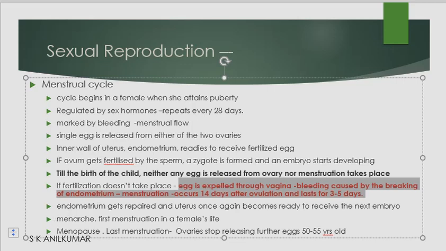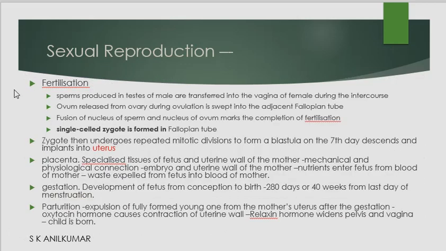Menarche is the first menstruation, menopause is the last one. This is about the menstrual process. Now comes fertilization.